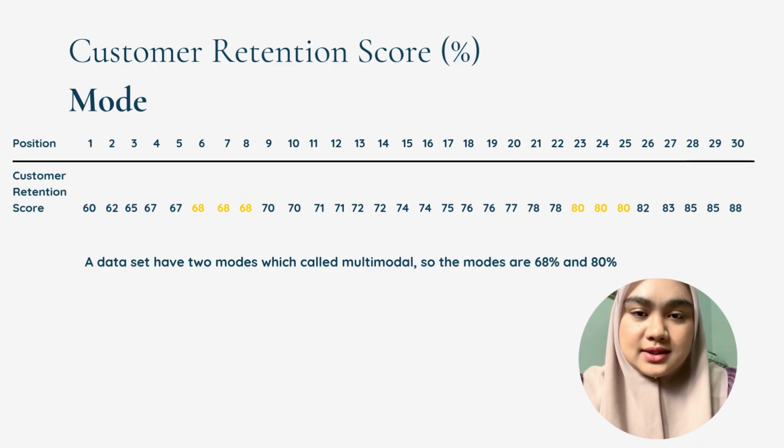This makes our data multimodal, meaning it has more than one mode. In this case, the modes are 68% and 80%.